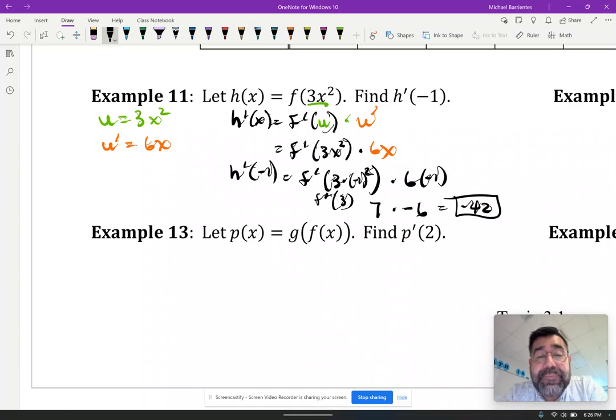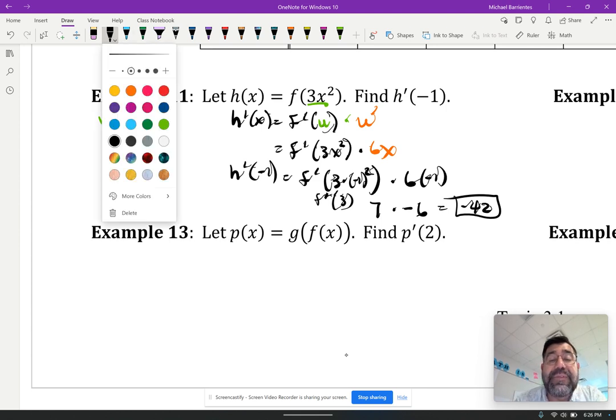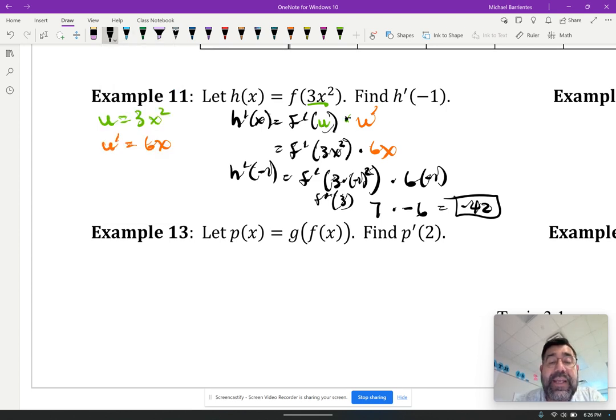Same idea. Notice I didn't have an explicit function for f, so I just said take the derivative of the outside function, f prime, with the inner function u in there, times the derivative of the inside, which is u prime. And then I was able to substitute things back and evaluate at negative 1.